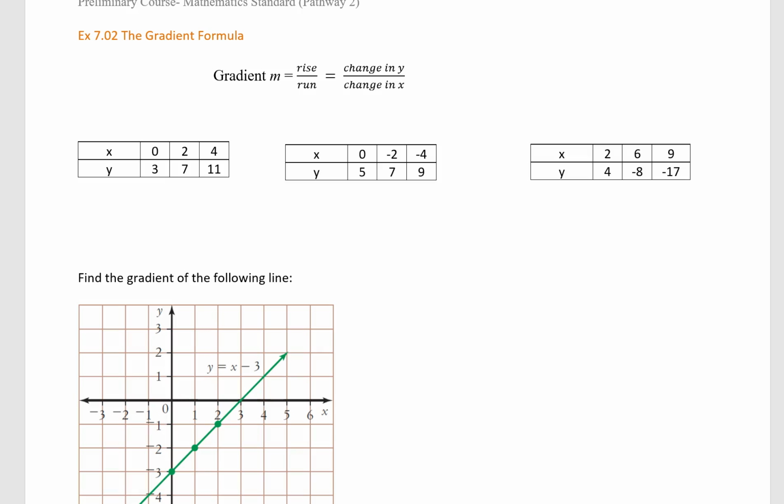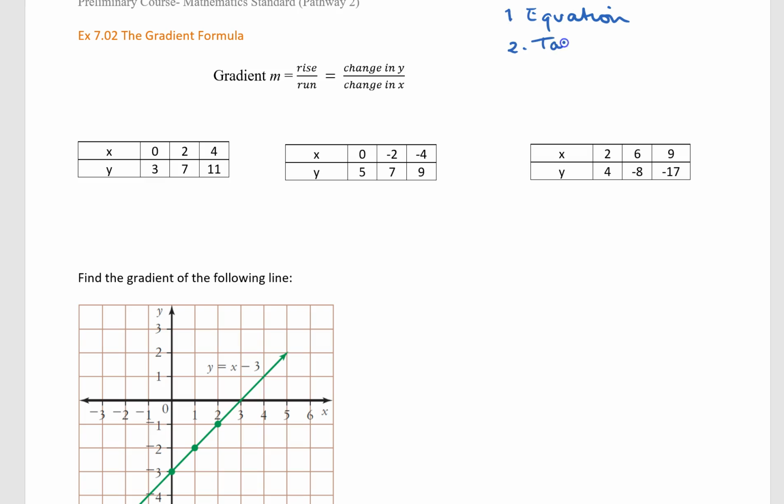The focus in exercise 702 is obviously on the gradient. Now, the gradient concept will appear in three places. For example, when I say three places, one is the equation. So we should be able to read the gradient from an equation.